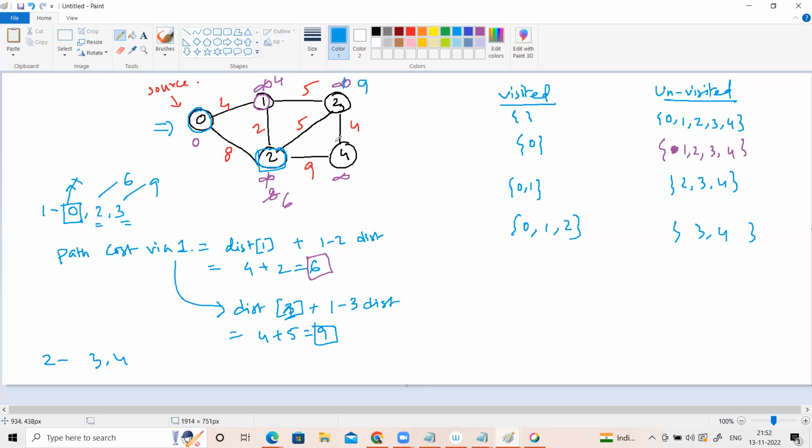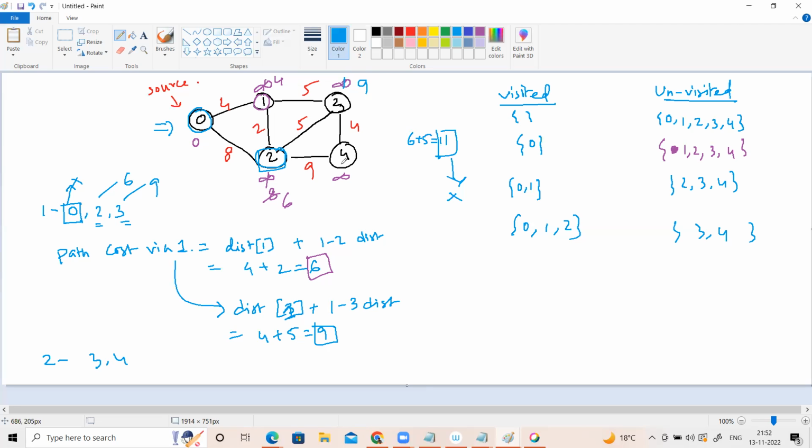So if we want to reach 3 through 2, the path cost via 2, then what is going to happen? What is the cost to reach 2? 6 plus 5 is 11, right? 6 plus 5 is equal to 11. I'm just writing over it, but we already have 9 over here, so 11 is not going to be considered because this is not the minimum, right? We will not update over here.